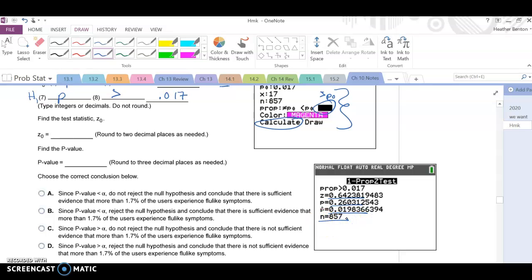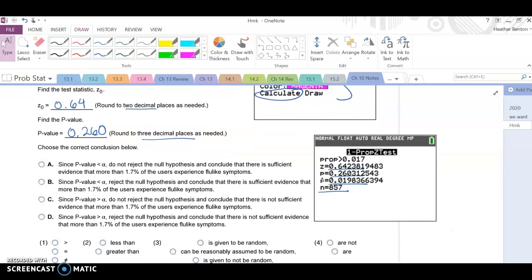Here they're asking for Z, so that's the 0.64 number, to 2 decimal places. The P value is the 0.260 number, to 3 decimal places. And then choose the correct conclusion below.